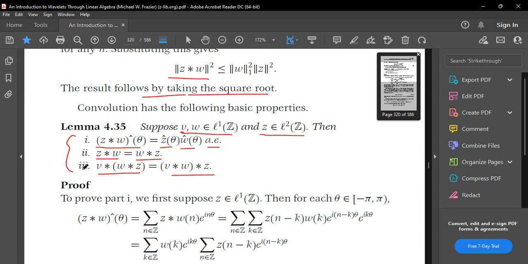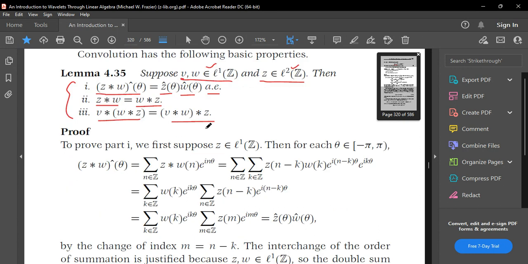These items we have seen in the finite case. Now we will extend it to ℓ2 of Z, with v, w belonging to ℓ1 of Z. For proving the first part, we have this for z belonging to ℓ1 of Z. First, initially we will prove it for ℓ1 of Z, and then we will extend it to ℓ2 of Z. Now, okay, we will prove it now.